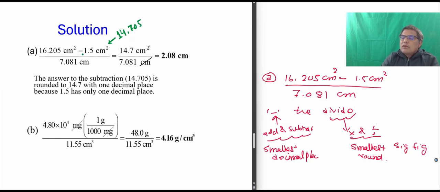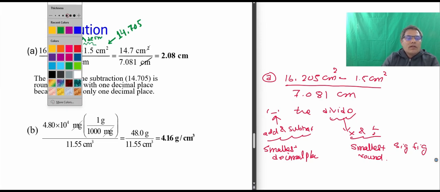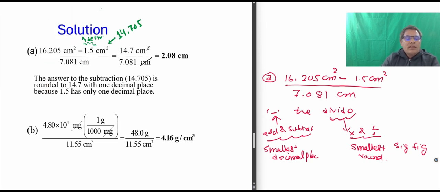But this is the subtraction. That's why you will go to the smallest decimal place. What is the smallest decimal place? One decimal place here. You see, this has one decimal place, right? So that's why you will write 14.7. You round that. Okay, 14.7.